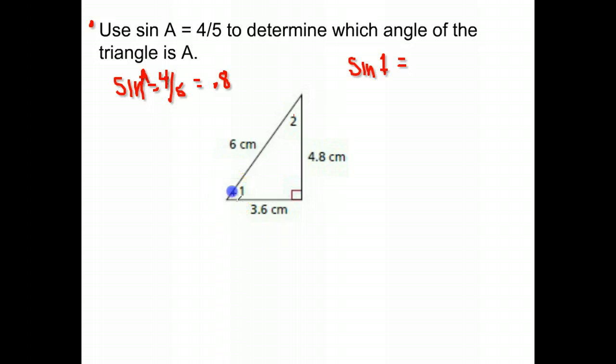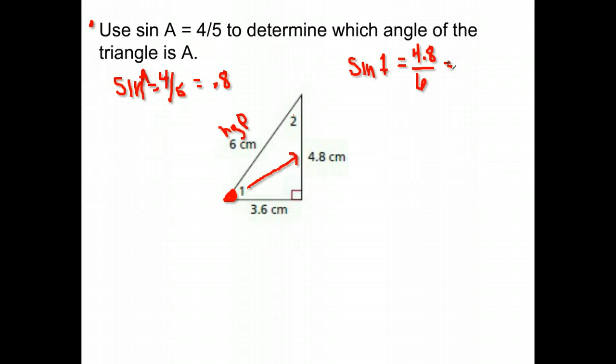So where is angle 1? Here it is. Where is my hypotenuse for the triangle? Across from the right angle, here's the hypotenuse. For angle 1, sine again is opposite over hypotenuse. So the leg opposite angle 1 is 4.8, and over the hypotenuse, the hypotenuse is 6. So the sine of angle 1 is 4.8 over 6.